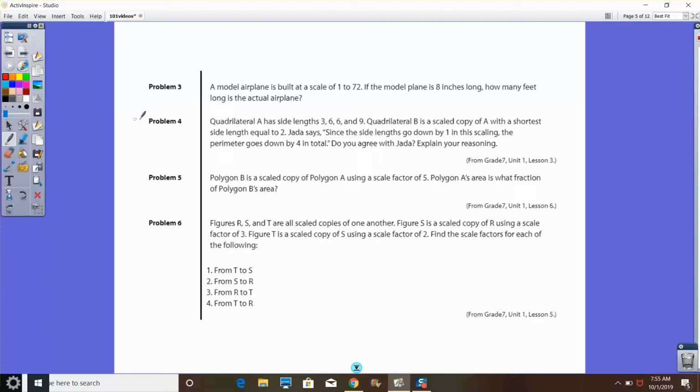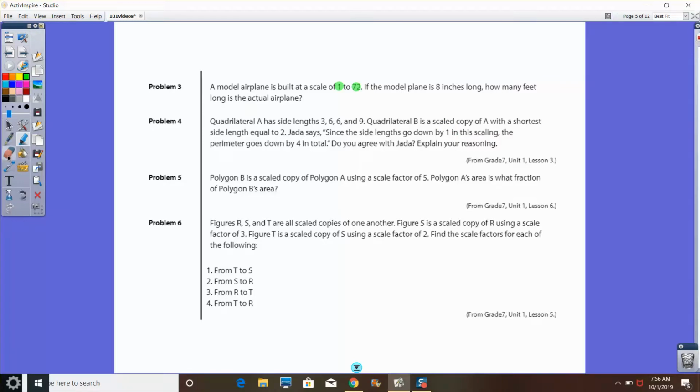With problem 3, a model airplane is built at a scale of 1 to 72. If the model plane is 8 inches long, how many feet long is the actual airplane? Well, if the scale is 1 to 72, remember this is a unitless scale. So every inch, if you want to use inches, would correspond to 72 real life inches, okay?